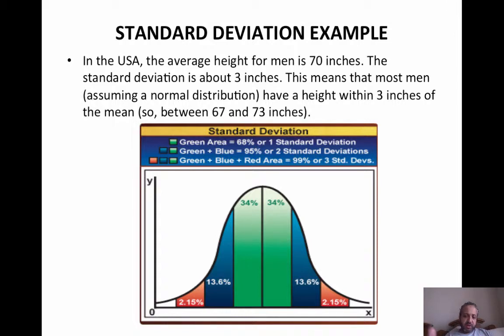So here's the example that I want you to consider, and pay attention because this becomes important, particularly on your final exam, because there'll be at least one question related to this, okay? So in the United States, the average height for a man is 70 inches. 70 inches is the average height for a man, 5'10", right?